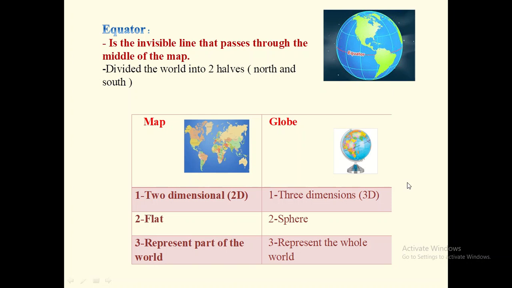Okay. What is the difference between map and globe? As we see in the pictures, that is the shape of the map and that is the shape of the globe. Map has two dimensions. Two-dimensional, 2D, okay? It is flat and represents part of the world. But the globe has three dimensions and it is a sphere. The shape of it takes the shape of a sphere and represents the whole world.